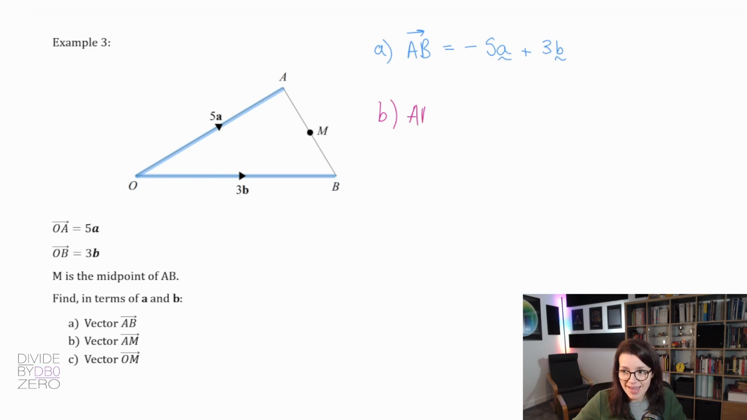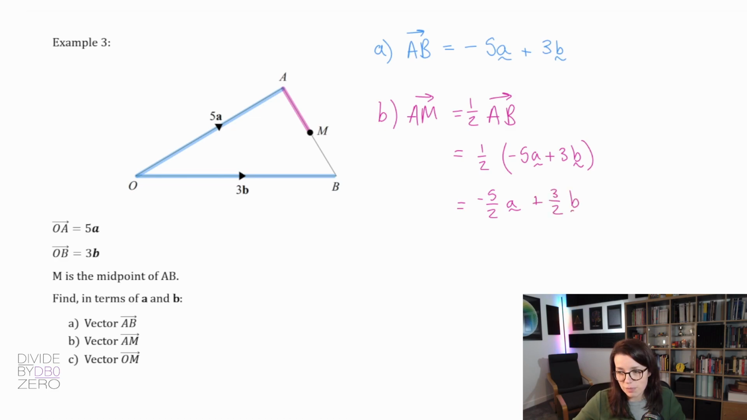Part B, vector AM. Now, this one's interesting because A to M is actually just halfway along A to B, and you already know what vector AB is, so you can just stick a half on the outside and then your vector AB from part A. Then all that's left to do is expand and simplify if need be. Just like with algebra, expanding brackets, exactly the same idea. So a half times minus 5a would give us minus 5 over 2 a, and a half times 3b would give us 3 over 2 b. And that's it for part B.